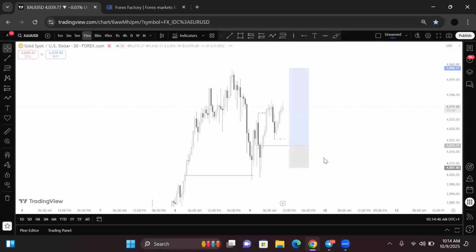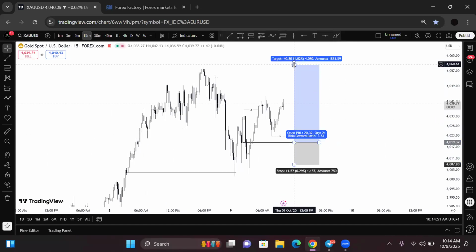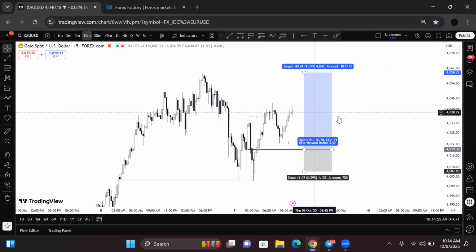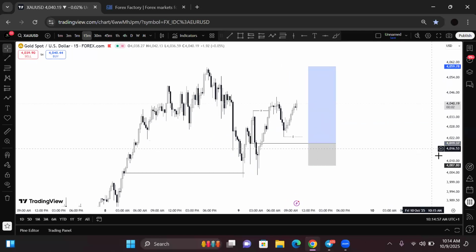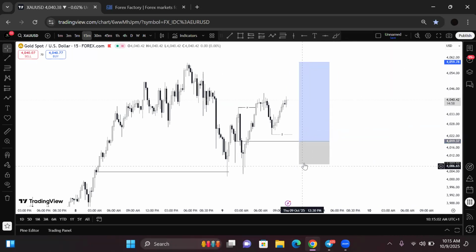All right, so this is my trade setup on gold. I'm going to take buys and targets here, making it 3.4, almost 3.5. So if you are risking about $10 on this trade, you should be getting about $35 on this trade.